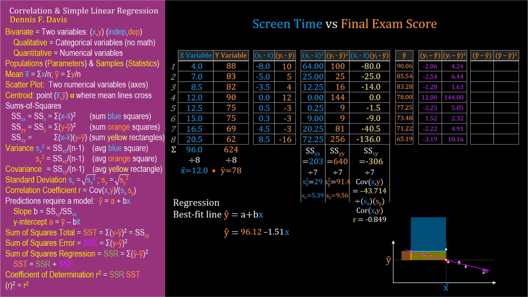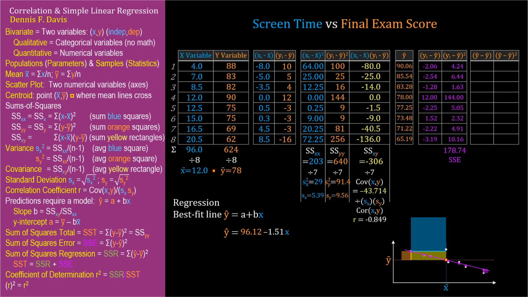Again, pretty small on our scatter plot. Summing all these purple rectangles gives us SSE, the sum of squared errors, which for our data set is 178.4. The units are the y unit squared, so exam score points squared.